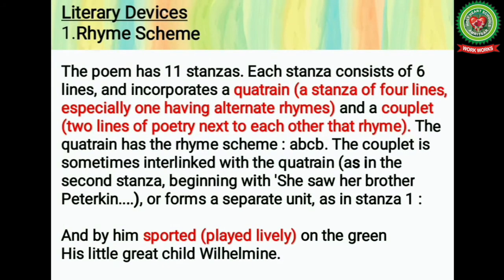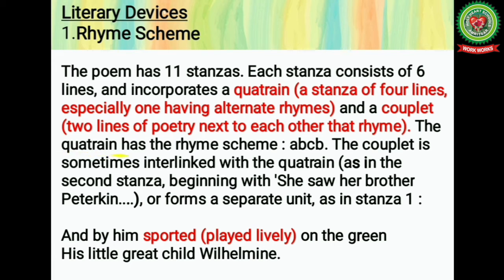Coming up to the next, that is literary devices, and the first is rhyme scheme. The poem has 11 stanzas. Each stanza consists of 6 lines and incorporates a quatrain and a couplet. Students, here quatrain means a stanza of 4 lines, especially one having alternate rhymes, and couplet means 2 lines of poetry next to each other that rhyme.